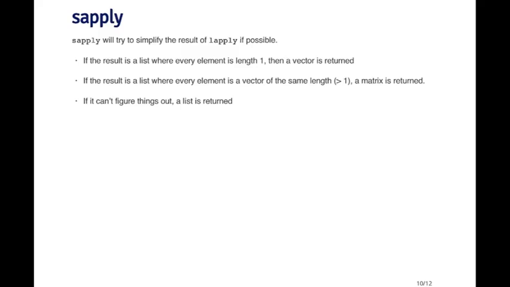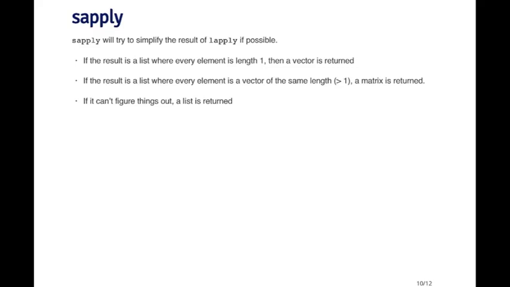So sapply is just a variant of lapply, and all it does is try to simplify the result of lapply if possible. Recall that lapply always returns a list, but sometimes you don't want a list. Sometimes you want something different. For example, if the result is a list where every element is of length 1, then sapply will return a vector of all those elements. Usually you don't want a list where every element is a single number, and so sapply will simplify that into just a vector.